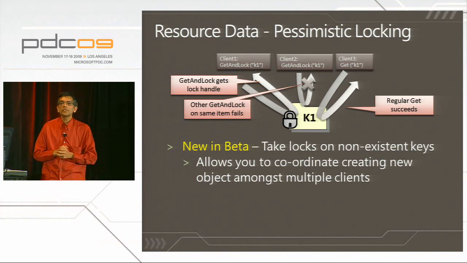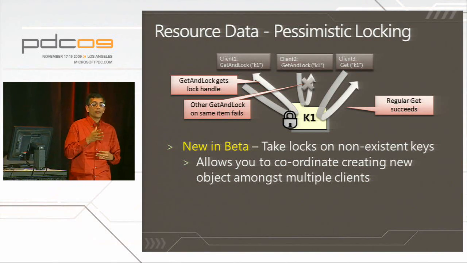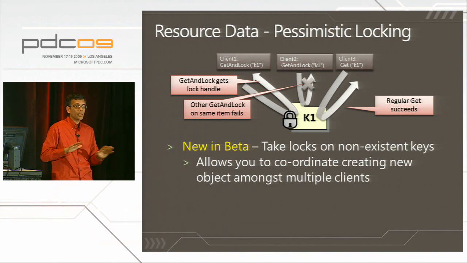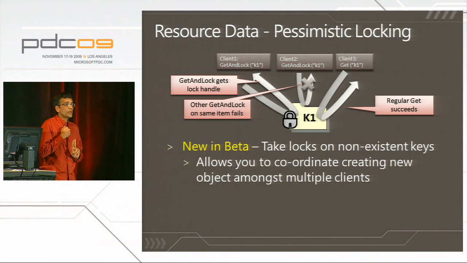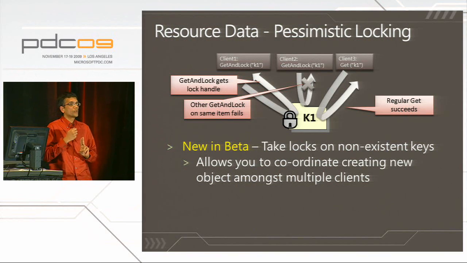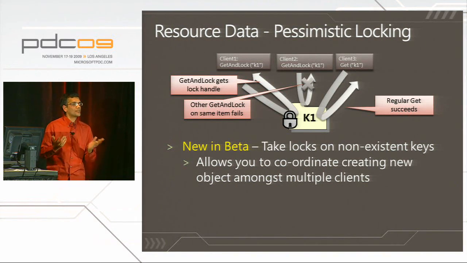The question again is, what happens if you do a regular put? If you do a regular put on the object, we will actually break the locks. So you need to be careful using the get and lock and the put and unlock. You need to use them in tandem. There is an API called put and unlock, and that will only work if you were the one holding the lock. So if you do a get and lock, you should call a put and unlock. You should not mix the lock and the lockless APIs.